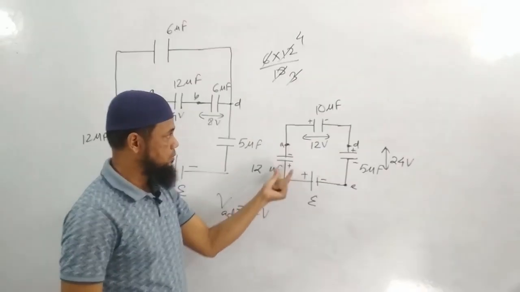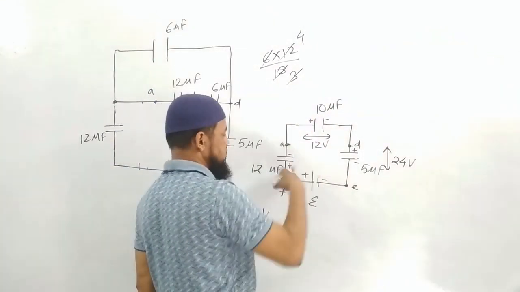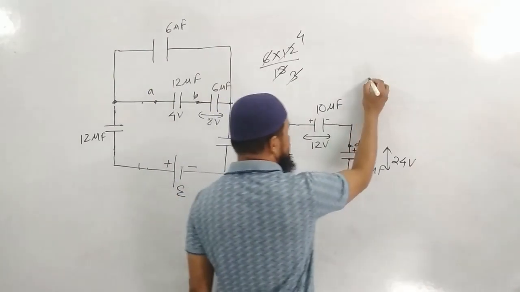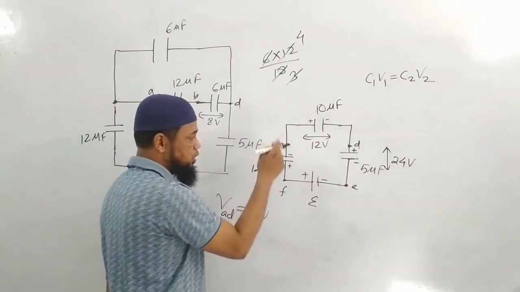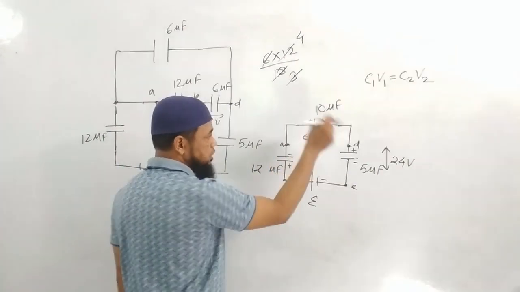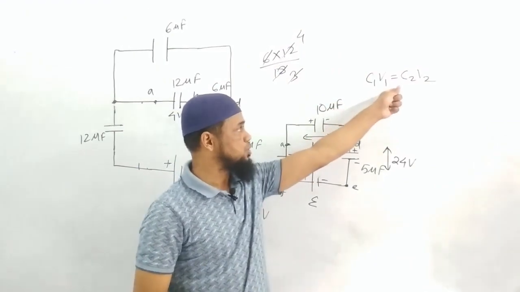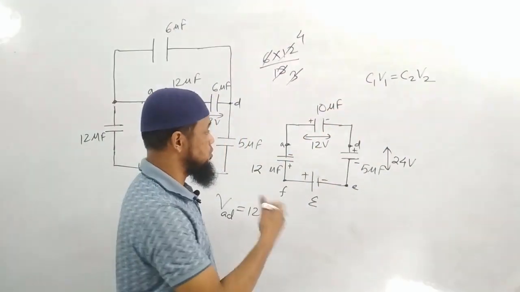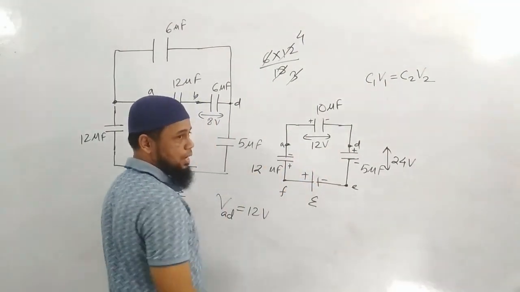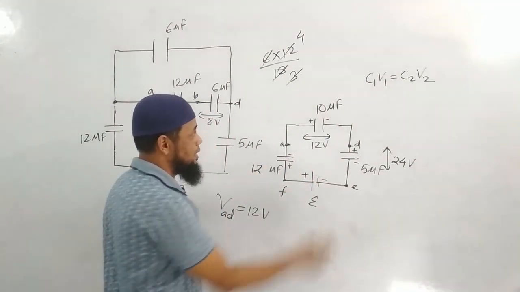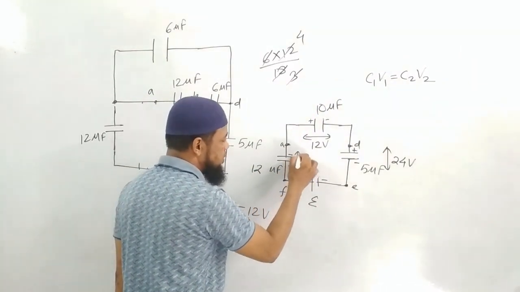How much will become this one? Across these two connected in series, charges are same. If charges are same, we write C1 V1 is equal to C2 V2. If this is C1, potential drop is V1. If this is C2, potential drop is V2. So this is 10 into 12, so this will become 12 into 10. 10 microfarad, 12 volt. 12 microfarad, potential drop will become how much?